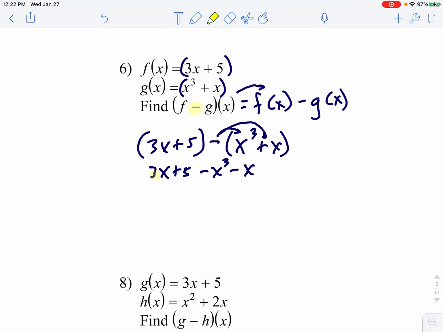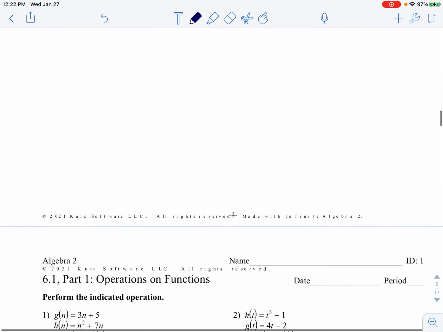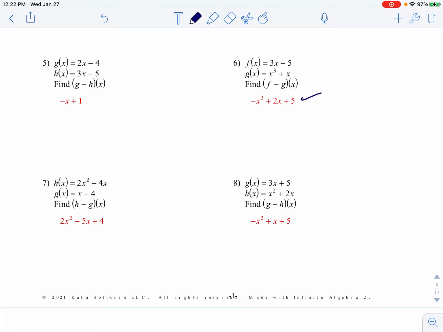And so now when it comes to like terms, the 3x and the negative x are like terms. So if I want to simplify this, I'm going to put negative x cubed first. That's the highest power, so I put it first. And then 3x minus x is positive 2x. And then bring down that plus 5. And that should be the answer. Negative x cubed plus 2x plus 5.